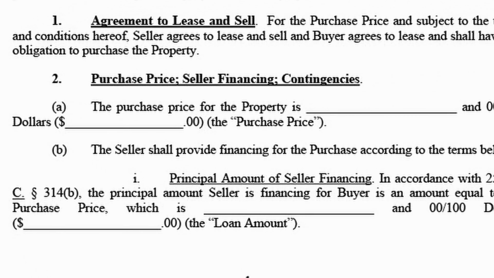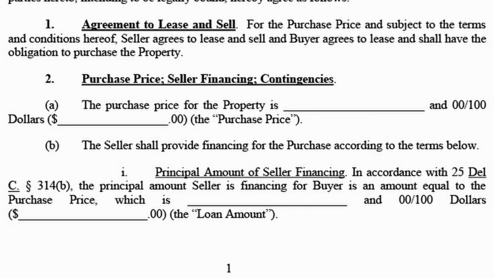Now 2B is dealing with the seller financing component of this transaction. And so that's what a lease purchase is, right? A lease purchase is where the seller is essentially financing the purchase price of the property plus interest to you. Now, I know you may say, well, we didn't really want to do it that way. Well, unfortunately, 25 Del C 314, which governs these kinds of transactions, tells you have to do it this way.